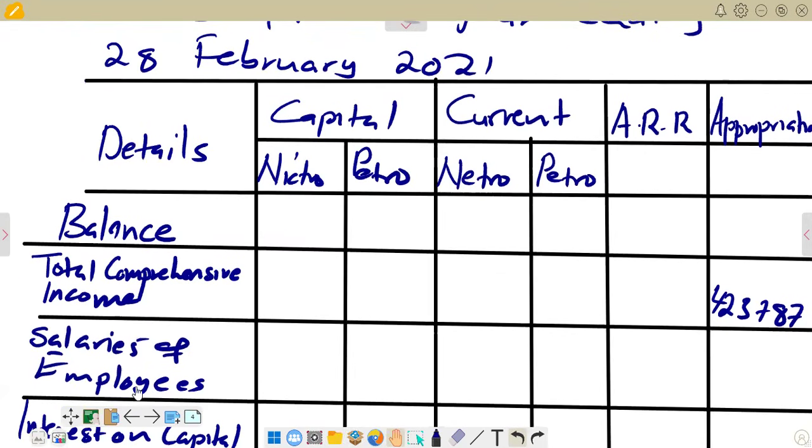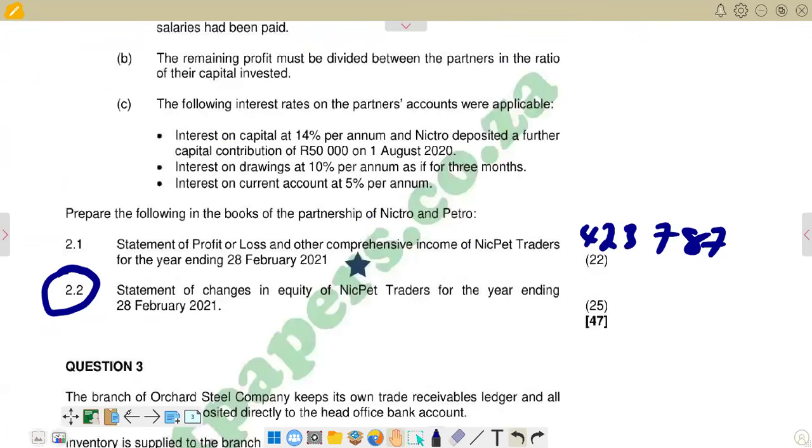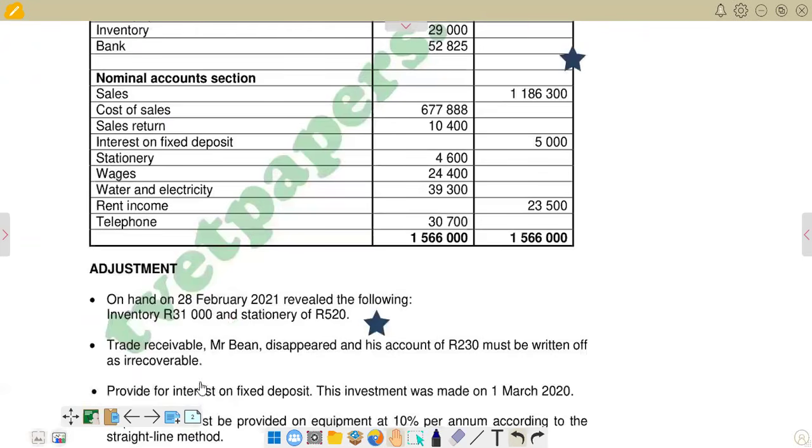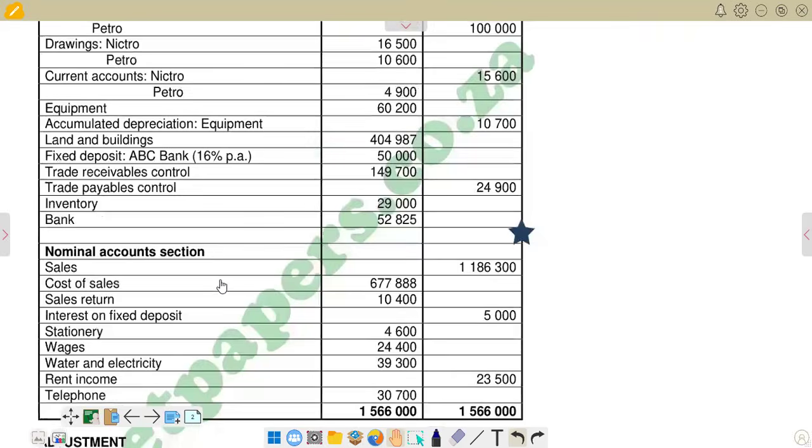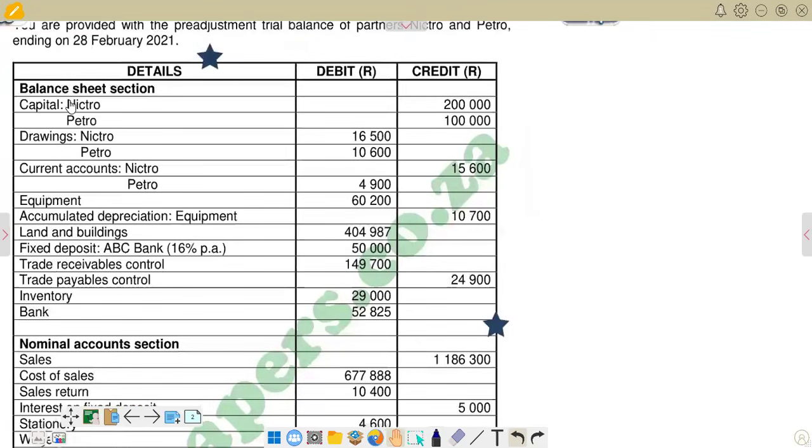So if you come here at the beginning of the question, you see that our opening balances are given here. On capital, Nictro has 200,000 and Petro has 100,000. So these are the balances that we're going to start with. Then if you check there, we have columns for current account, and for current account we are seeing that Nictro is 50,600, which is a credit balance. And then we have Petro, which is a debit balance, 4,900.